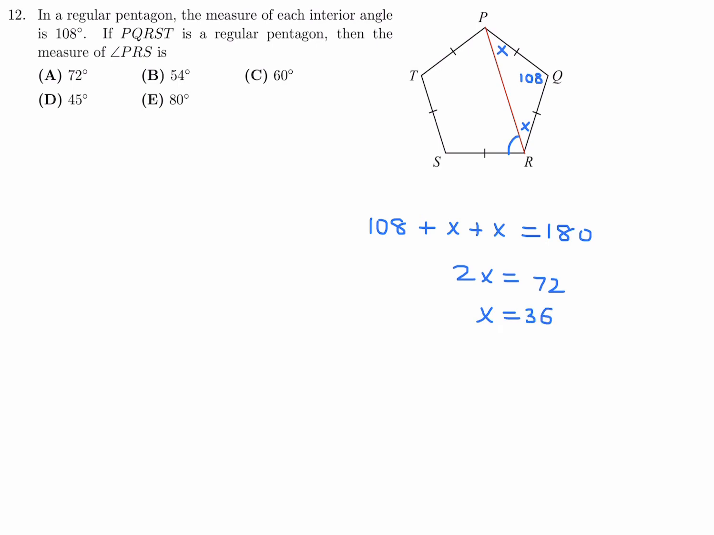So now this angle, PRS, will be equal to the internal angle, which is 108, minus x. So that's 108 minus 36, and that is 72. Number 12, the answer is A.